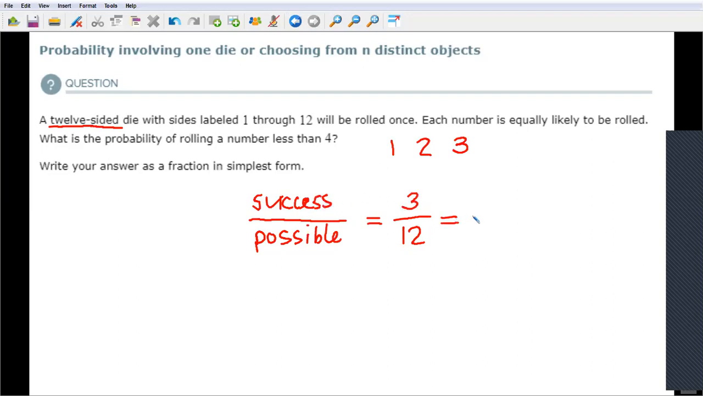Again, you have a fraction that can be simplified, so you simplify that to 1 over 4. If simplifying fractions is a struggle for you, look back in ALEKS in chapter 0, and there will be some topics that you could review that will help you reduce fractions. So that's it for this topic.